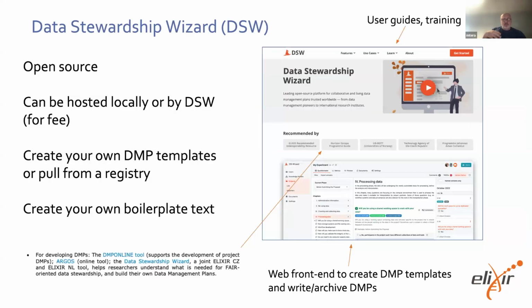So the third thing I want to showcase is Data Stewardship Wizard. So this is an ELIXIR output from the Czech and Dutch nodes. It's accessed via a web browser. There are interfaces to create or input DMP templates, and then use these as questionnaires to walk a researcher through writing a DMP. So you can share these and edit and then archive.